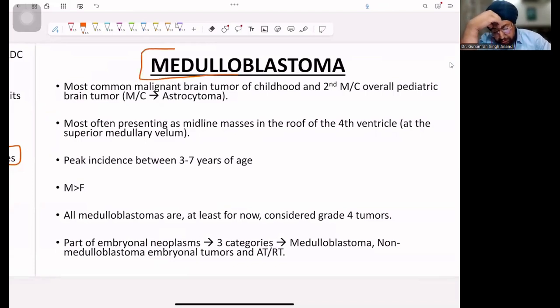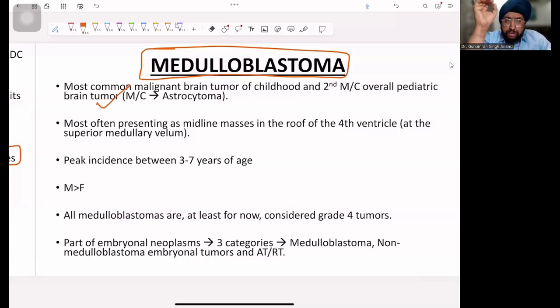Okay. So two points you have to remember about medulloblastoma is that, first of all, it's the most common malignant brain tumor of childhood. And if we say overall pediatric tumors, it's the second most common overall pediatric tumor, the first most common is your astrocytoma. But if the question is most common malignant brain tumor of childhood, that is your medulloblastoma.